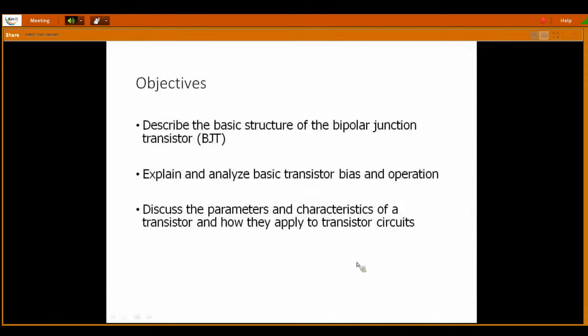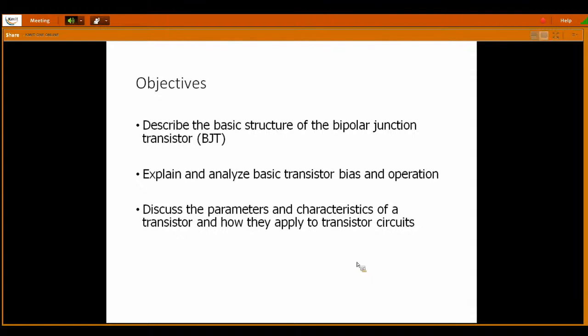Now, what are we going to see in this unit? What are the objectives of this unit? We are going to describe the basic structure of the bipolar junction transistor. This is the second device you are studying. The first device we studied is the PN junction diode. In the PN junction diode we also studied different types of diodes: the tunnel diode, different types of varactor diode, photodiode, and light emitting diode.